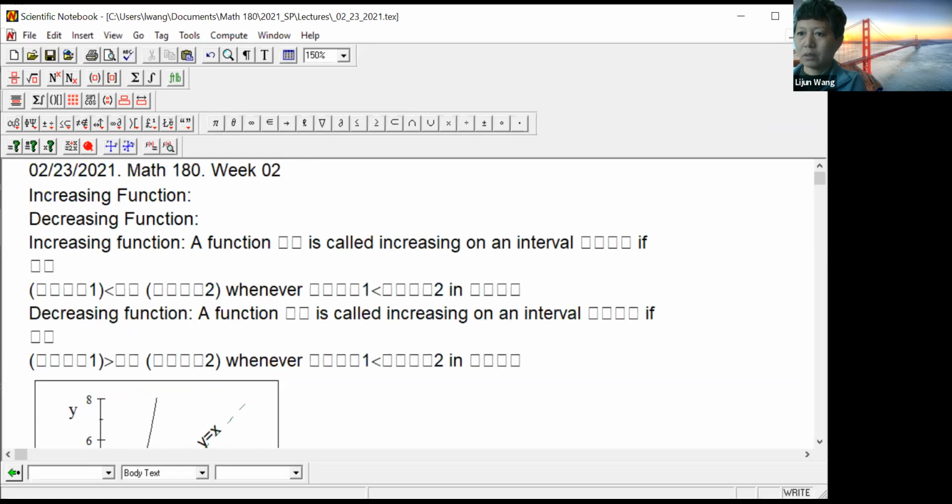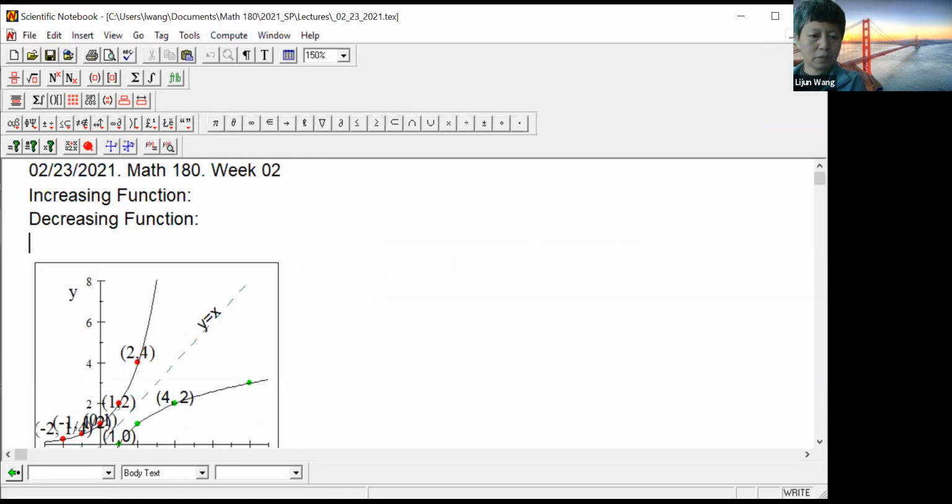Okay, this is not very pretty. So let me copy from a Word document. Maybe that's a little bit better.